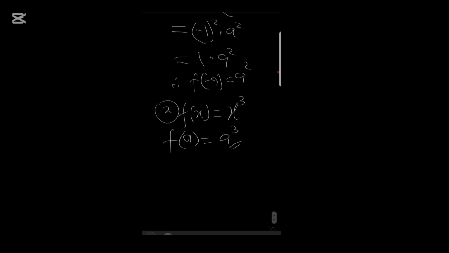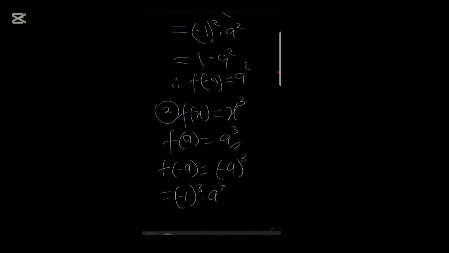Now when we try f of minus a, f of minus a will be minus a raised to the power of 3, which can be simplified as minus 1 raised to the power of 3 times a raised to the power of 3. Minus 1 raised to the power of 3 is minus 1, times a raised to the power of 3 is a power 3, and at the end it will be minus a raised to the power of 3.